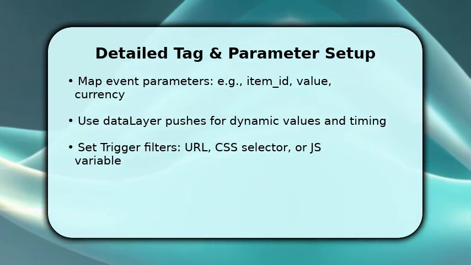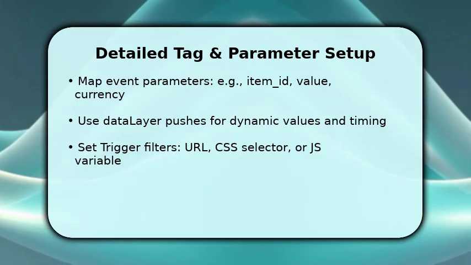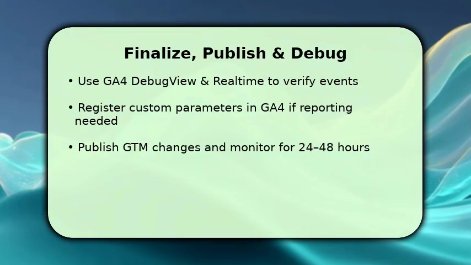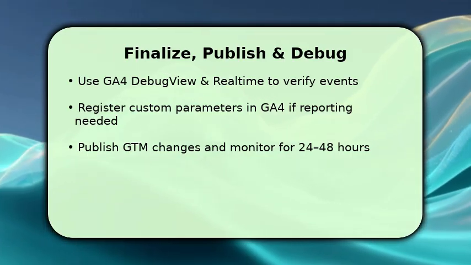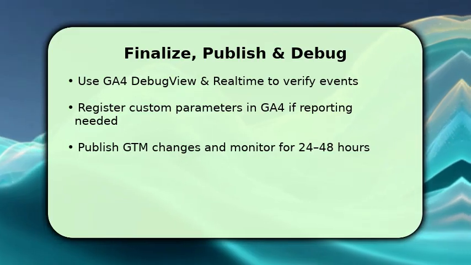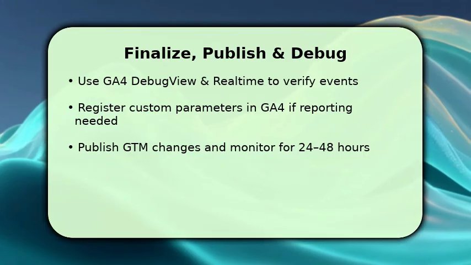Finish by validating your event in GA4 DebugView in real time. You should see the event name and parameter values instantly. If you need parameters available in reports, register them under Configure, Custom Definitions, and wait up to 24 hours. Once validated, publish the GTM container.